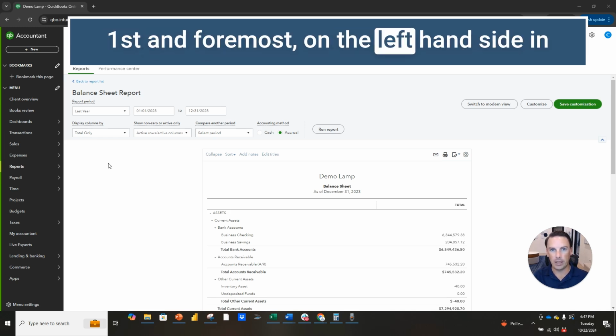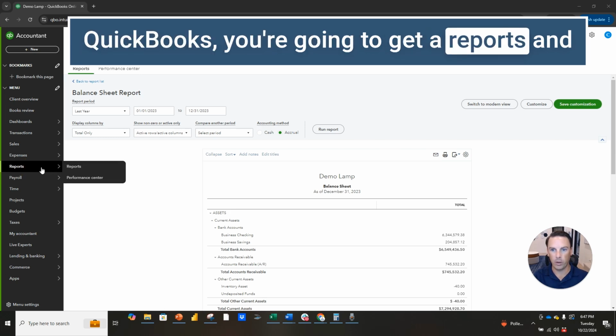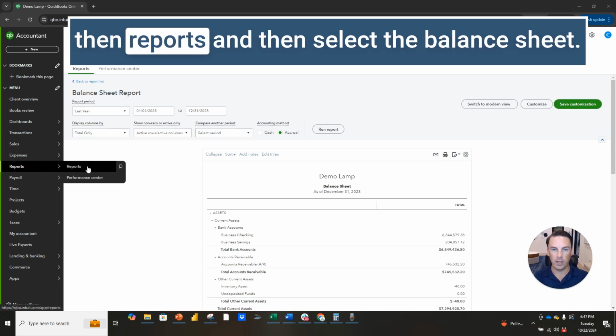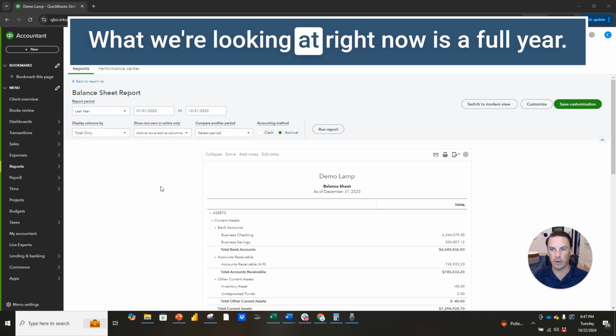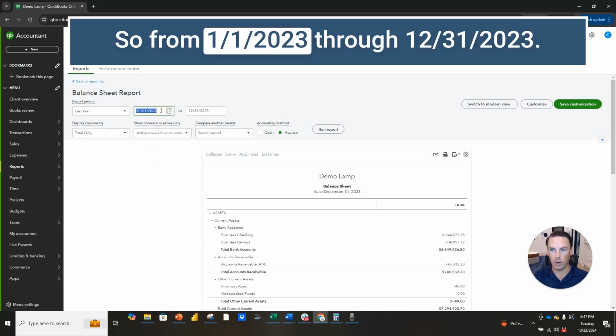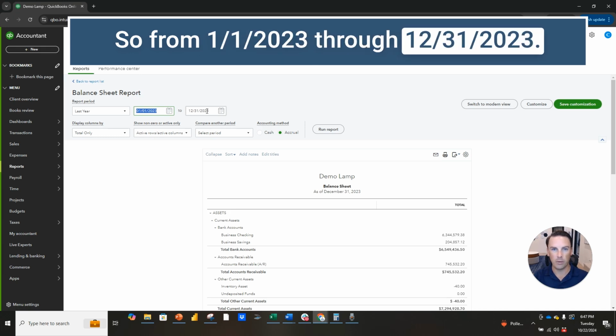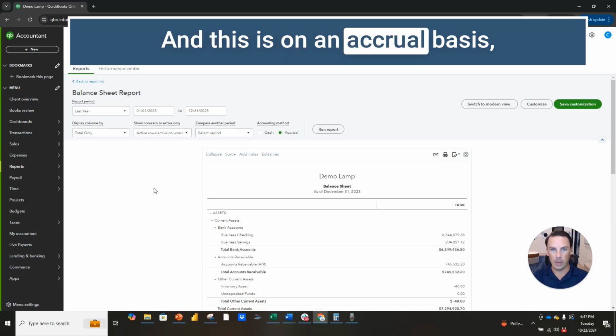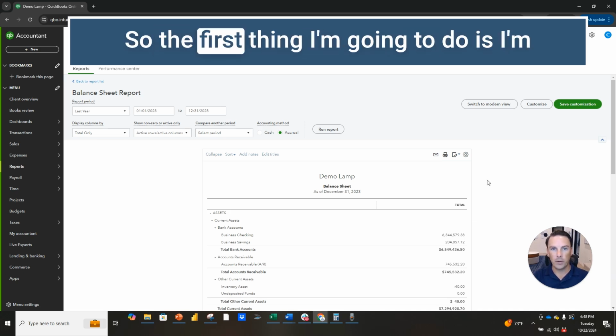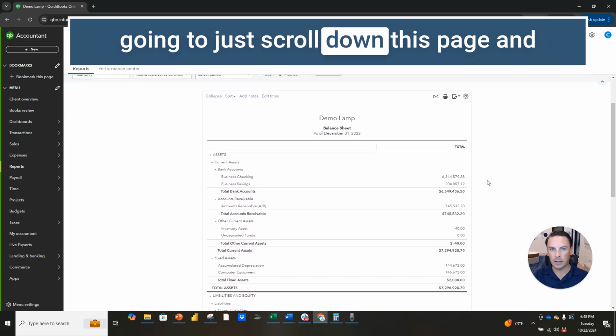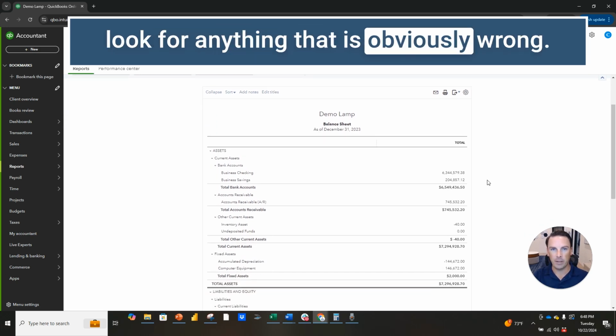First and foremost, on the left-hand side in QuickBooks, you're going to go to Reports, and then select the balance sheet. What we're looking at right now is a full year, from 1/1 of 2023 through 12/31 of 2023. This is on an accrual basis, and we're just showing the totals. So the first thing I'm going to do is scroll down this page and look for anything that is obviously wrong.